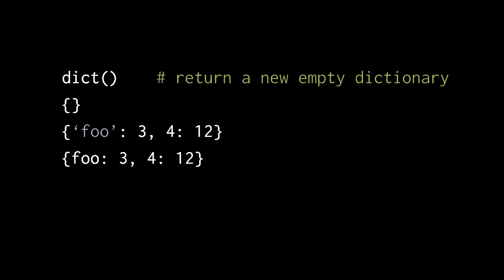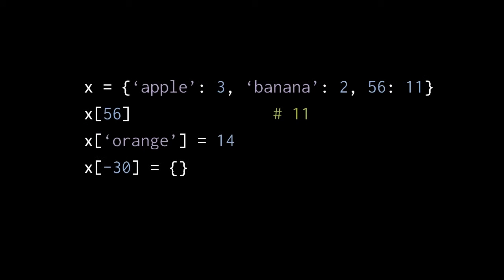So as mentioned, to retrieve the values from a dictionary or to set key value pairs, we use the subscript operator, the square brackets. Here we're creating a dictionary with 3 key value pairs and assigning it to x, and then in the next line the expression x subscript 56 retrieves the value of the key 56, which here is 11. And then in the next line, when we write x subscript string orange and assign it 14, that is assigning a new key value pair with the key of the string orange and the value 14. And then in the last line, we're assigning another key value pair. This time the key is -30, and the value is a new empty dictionary.